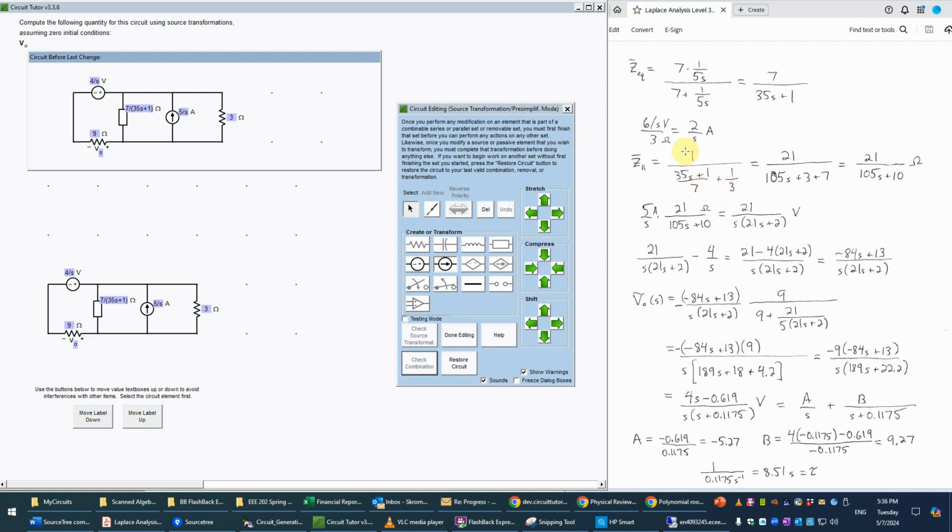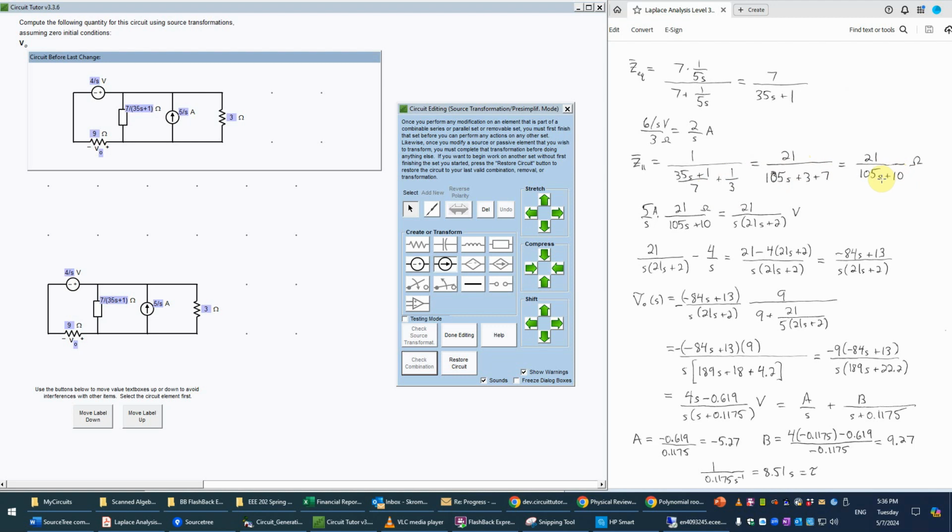So I'm going to multiply the entire top of the fraction by 21, and then the bottom by 21 as well. So that effectively multiplies this by 3. It's 3 times 35 is 105. 3 times 1 is just 3. And then over here, multiplying by 21 just effectively multiplies this by 7. And so we get a 7 here. And the 3 cancels out. And so then we can simplify that to 21 over just 105S plus 10, just combining the constants.